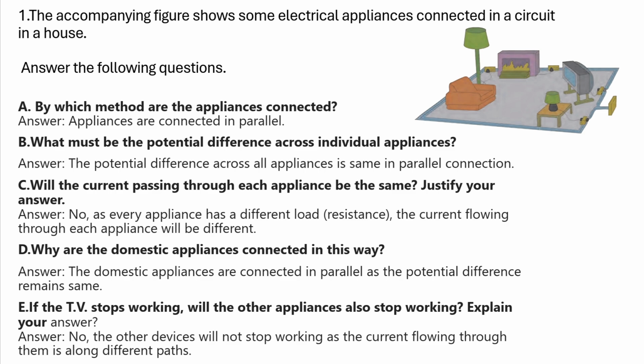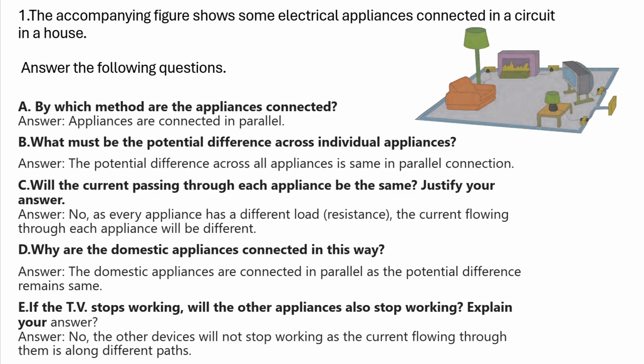C. Will the current passing through each appliance be the same? Justify your answer. Answer. No, as every appliance has a different load, resistance, the current flowing through each appliance will be different. D. Why are the domestic appliances connected in this way? Answer. The domestic appliances are connected in parallel as the potential difference remains the same.